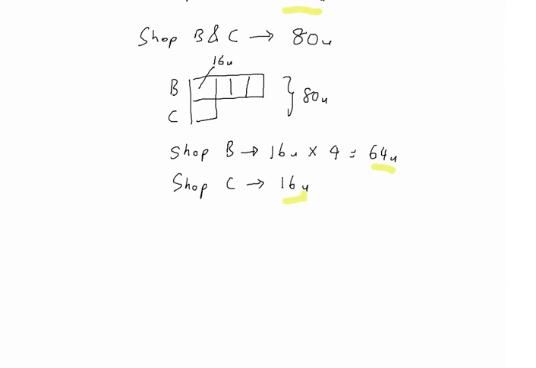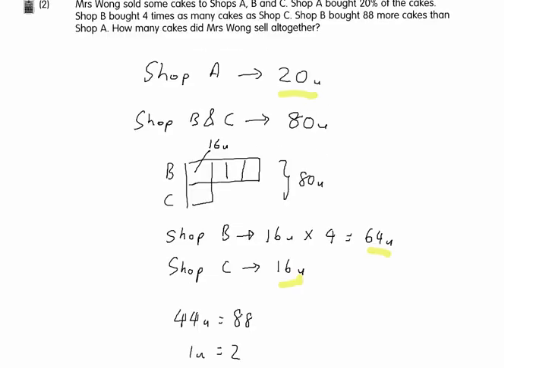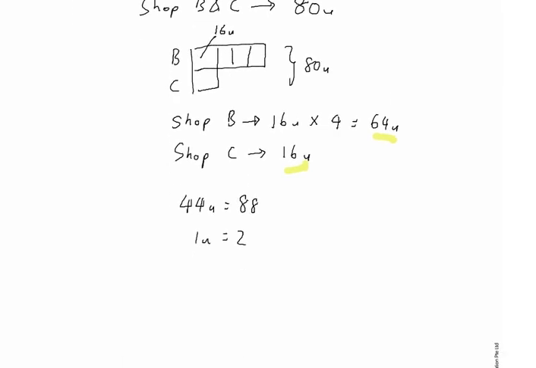And 44 units equals to 88. 1 unit equals to 2. So what is the question asking for? How many cakes did she sell altogether? 100 units, right? Equals to 200.